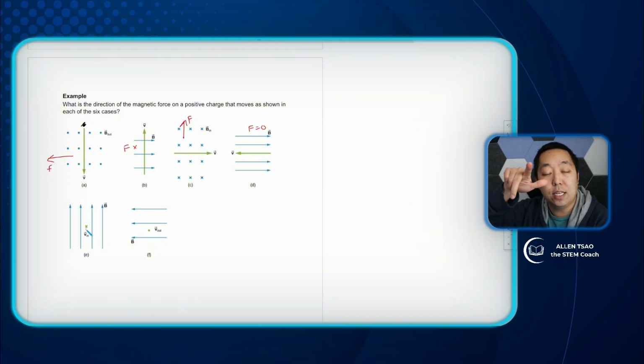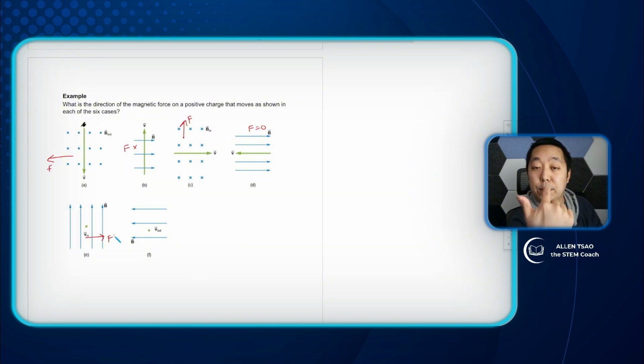Here the velocity is into the page, so I'm going to make my index finger point into the page. I need to rotate my middle finger to point up. So my index finger, the velocity is still into the page. My magnetic field is pointing up, and so you see my thumb is pointing to my right, so the force here is to the right.